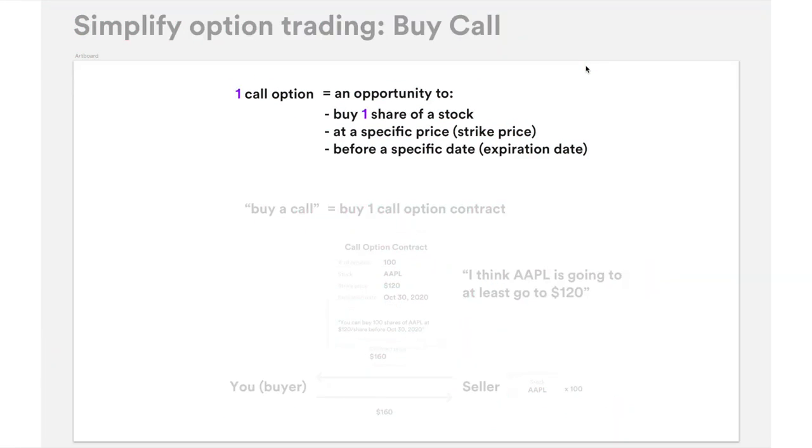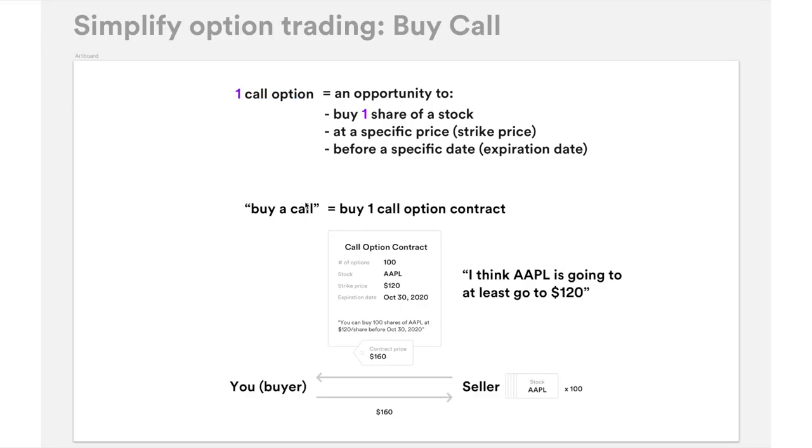So this is essentially what buy call is. One call option is an opportunity to buy a share of a particular stock at a specific price, which we call the strike price, before a specific date, the expiration date. It might already sound a little bit confusing or complicated, I know, because there are three things: stock, price, and date, all baked into this option concept. But no worries, it's going to make sense very soon.